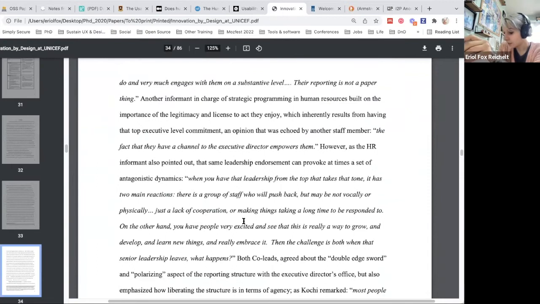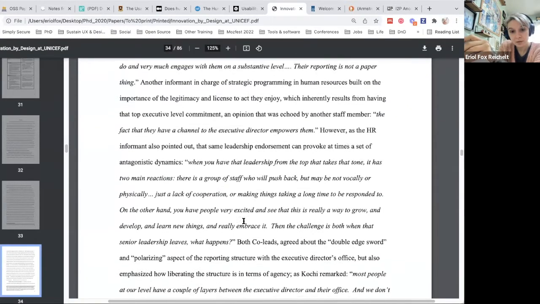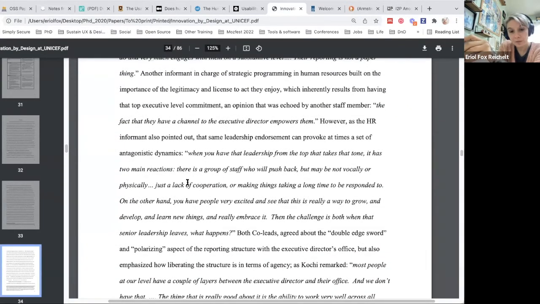Here, there's part of a quote: when you have that leadership from the top that takes that tone, it has two main reactions. There's a group of staff who will push back, may not be vocally or physically, just a lack of cooperation, making things take a long time to be responded to. So this mostly just pointed out antagonistic dynamics.